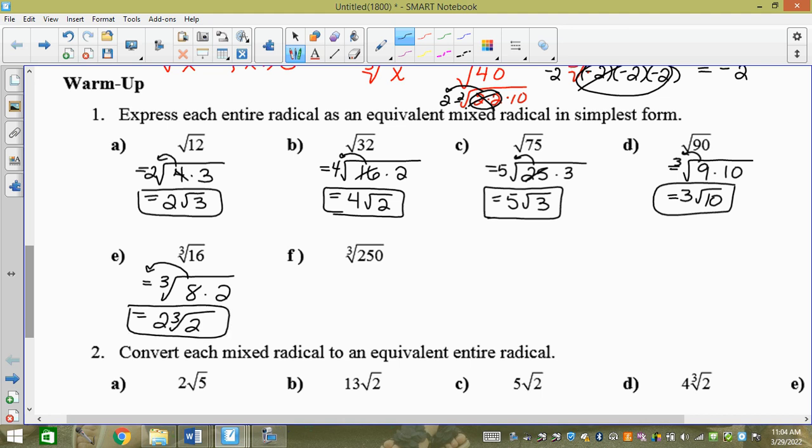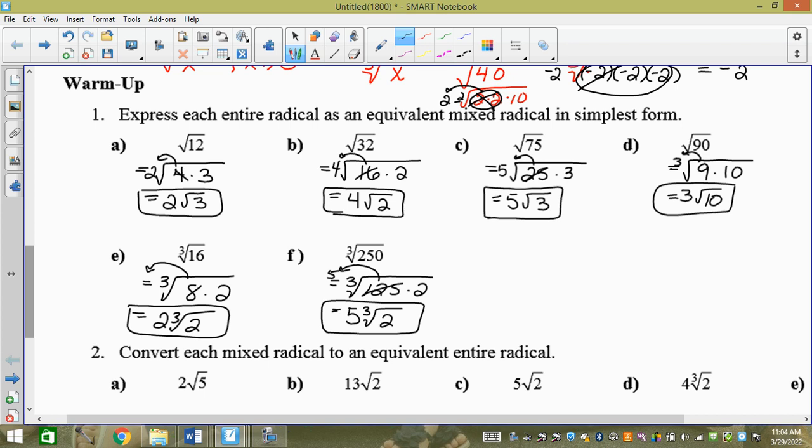Mitch, F. 125 times 2. 5 root 2, yeah. Because the 125 comes out, the cube root of 125 is 5. So I'm going to get 5 cube root of 2.